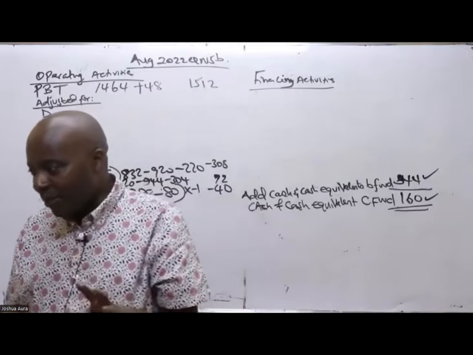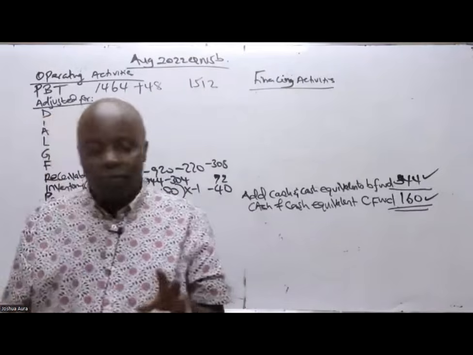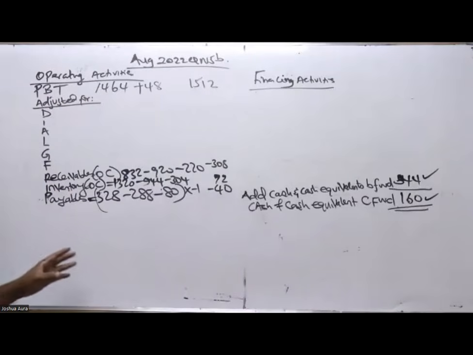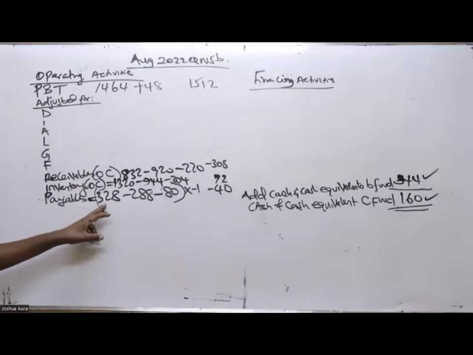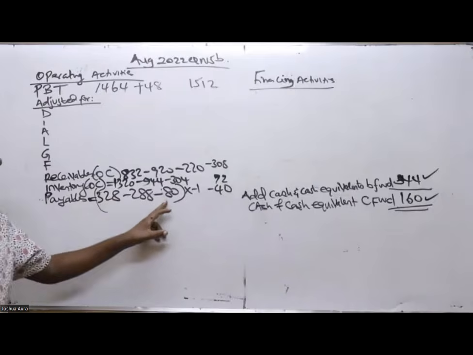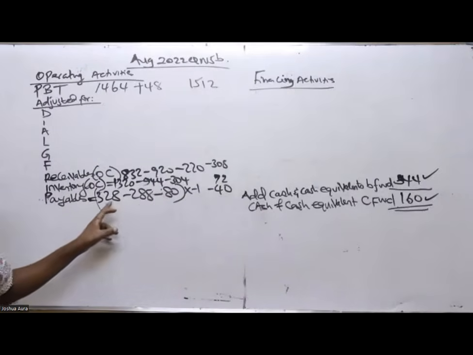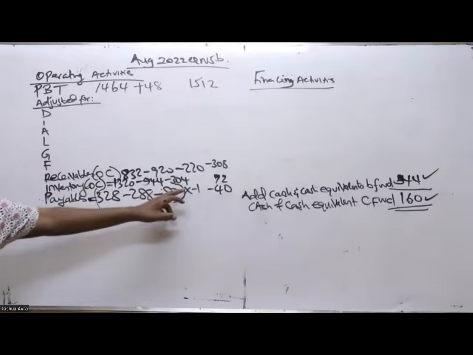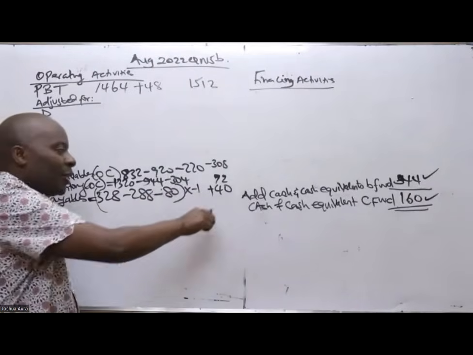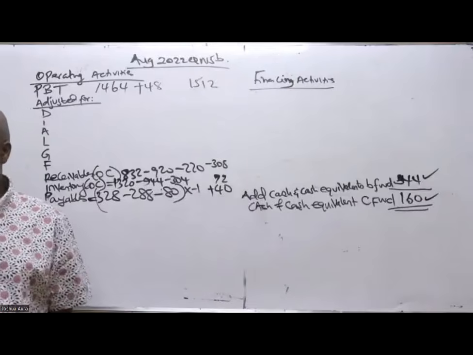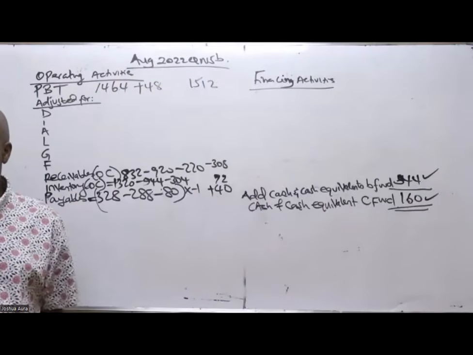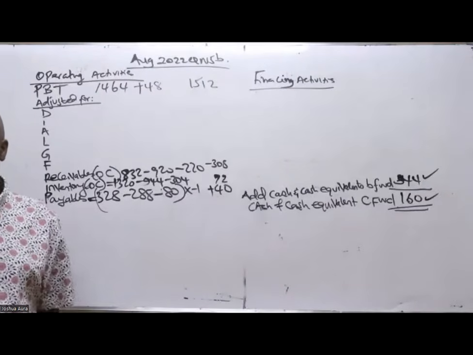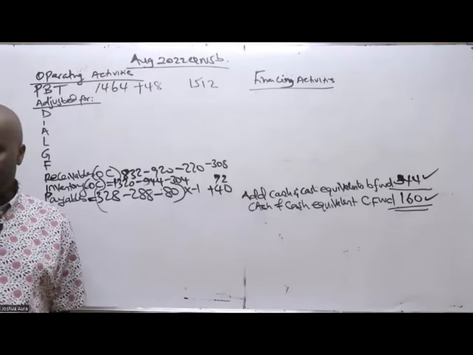I'm being told that the answer is positive. I'm not so sure. If you take 328 minus 288 minus 80, without multiplying with negative 1, is this answer positive or negative? When you subtract, of course, this will be negative. So when you multiply with negative 1, it becomes positive 40.